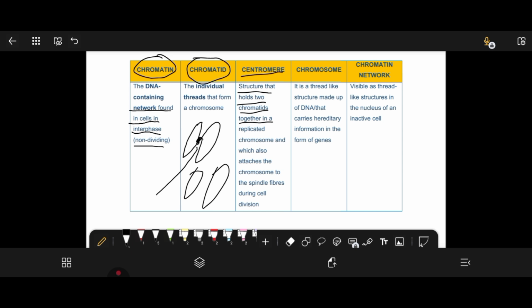A chromosome is a thread-like structure made up of DNA that carries hereditary information in the form of genes. A chromatin network is visible as thread-like structures in the nucleus of a cell. So you have your nucleus right there, and your chromatin network would look something like this, where you have a lot of threads forming together. That is a chromatin network.